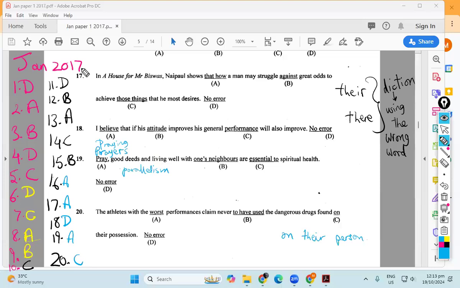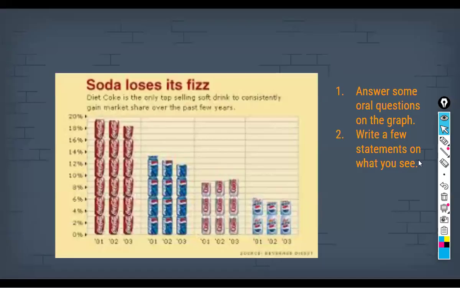All right. Any questions or any problems before we get to statistics? No? All right. So let's continue. I'm gonna count to 10, clear the screen, and we're gonna go to statistics, right? All right, so let's see what numbers I have to write in. So soda loses its fizz. And then he writes and says, Diet Coke is the only top-selling soft drink to consistently gain market share over the past few years, right?